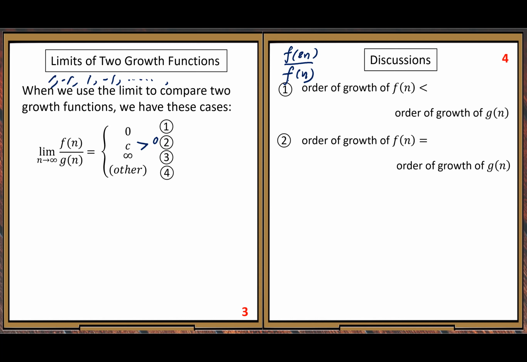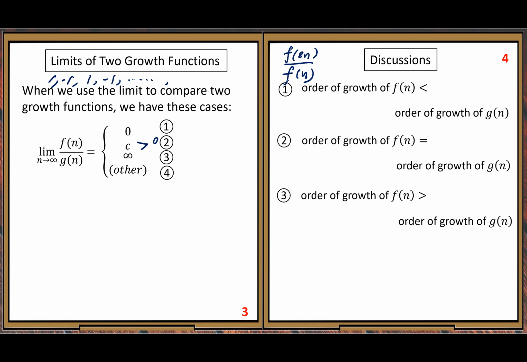Then case number 3: when n goes to infinity, this limit is infinity. Naturally you can understand that f of n grows much faster. So we can say the order of growth of f of n is greater than the order of growth of g of n. Those are the first three cases.